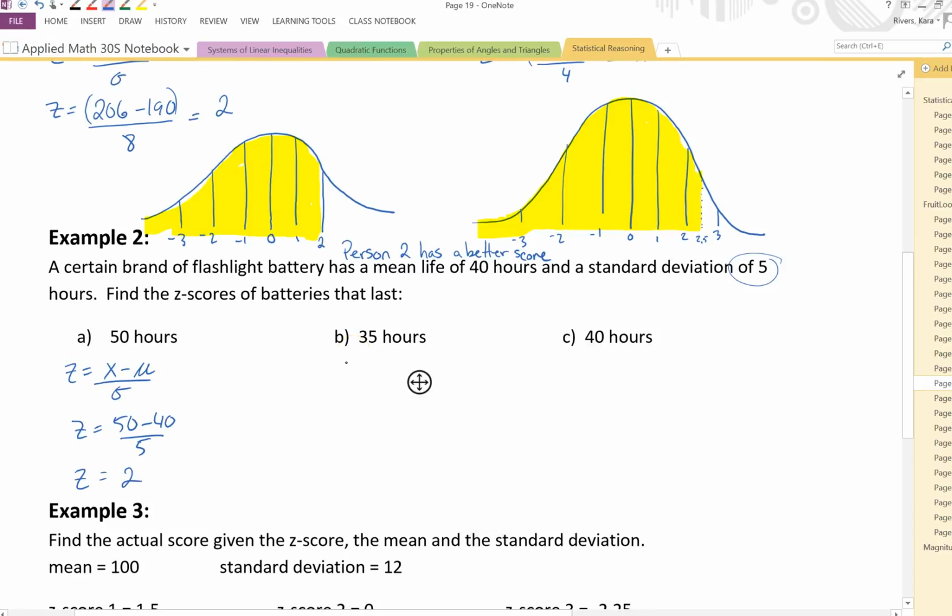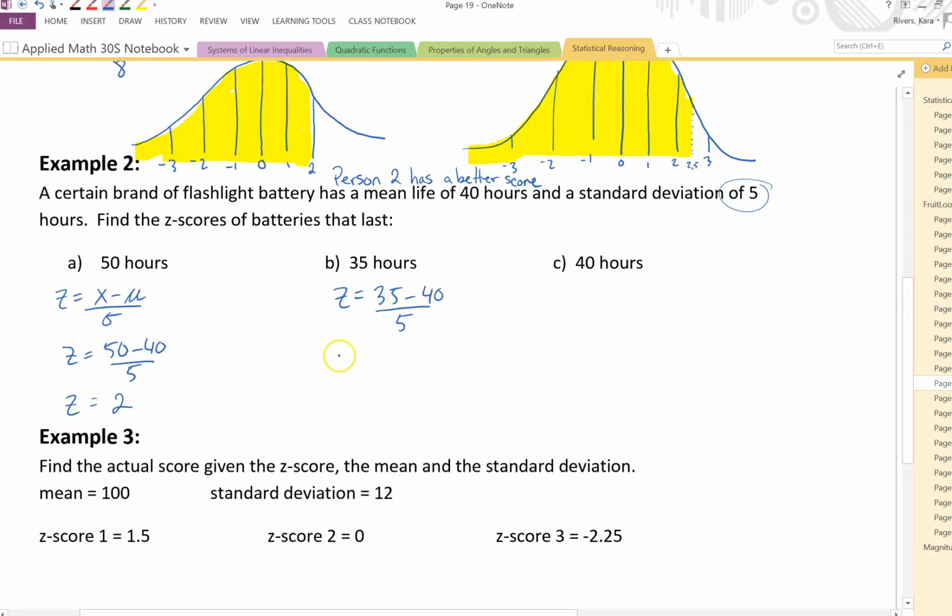For the next one, it would be 35 minus 40 divided by 5. So 35 minus 40, that gives us a negative 5 divided by 5, and that gives us a negative 1. So you can see, in order to get a negative z-score, your score must be lower than the mean. And for the last one, we've got 40 minus 40. Well, when your score is the same as your mean, you end up with a 0. So 0 divided by 5, that gives us a z-score of 0.